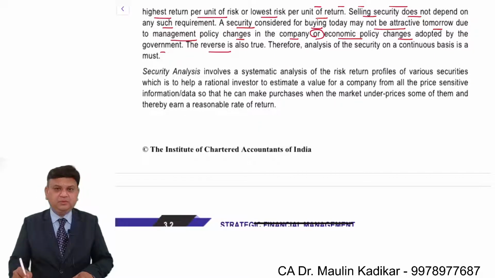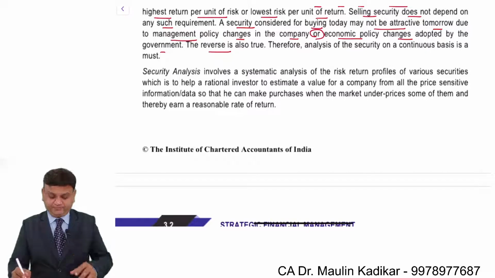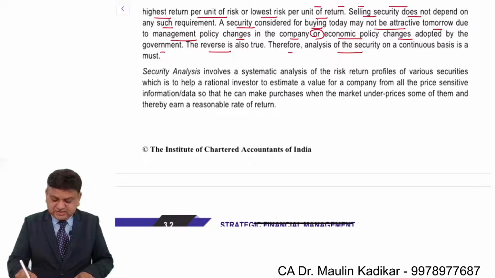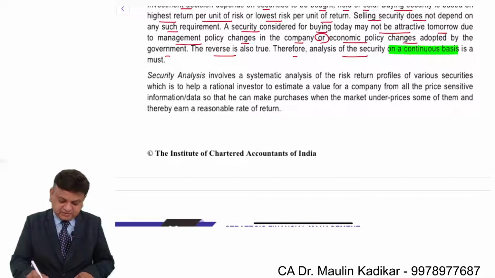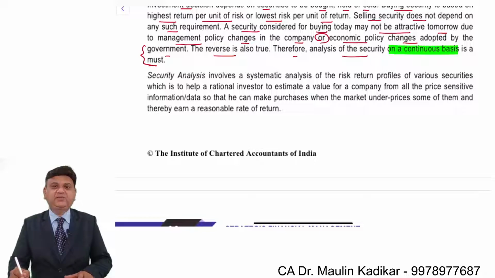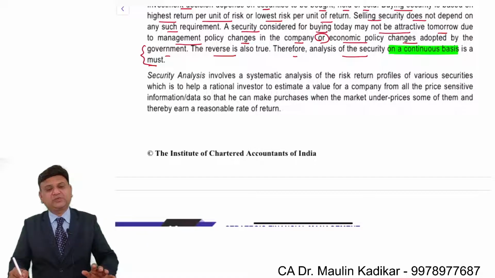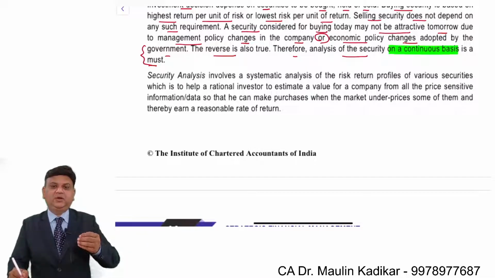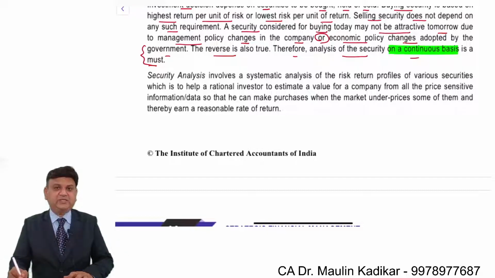The reverse is also true. An analysis today says that a certain company is not good for investment today. However, there are fair chances that the same company would become attractive tomorrow. Therefore, analysis of the security on a continuous basis is a must. So basically, the analysis of the investment opportunity is a continuous process. It is not that you make an investment once, yearly, or half yearly, do this exercise and that's it. It is a continuous process because capital market situations keep on changing.